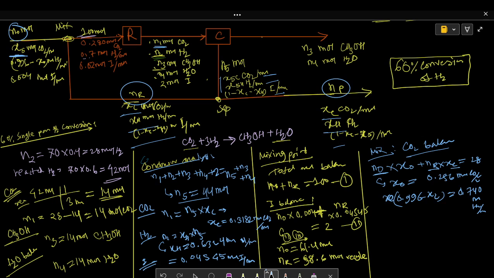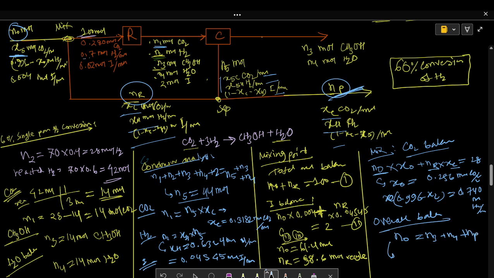So last of all, we have just one more unknown, which is NP, the product stream molar rate. This will be the overall balance. The overall balance will be the fresh feed into the process, N naught, is equal to N3 plus N4 plus NP. All are known, just NP is unknown, which is equal to 4.5 moles per stream, which is out from the process. So by this we can easily calculate all the variables related to this process. So that's it.